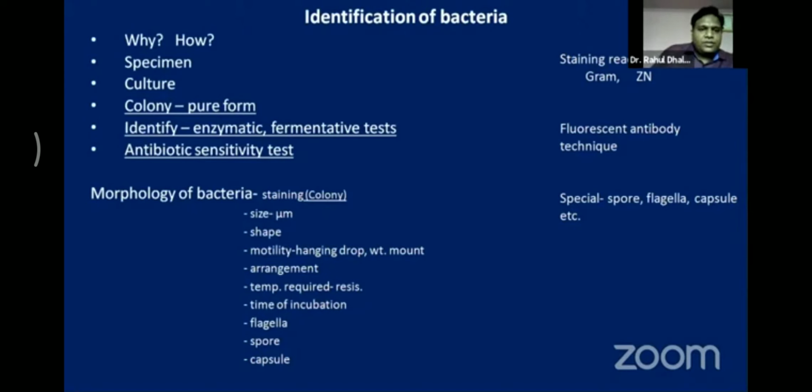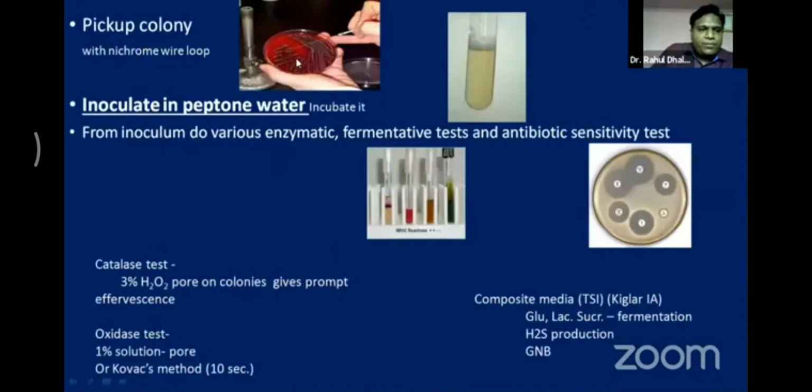So this is the growth of bacteria. With the help of a nichrome wire, we can pick it up into an enrichment medium like peptone water, and it is called an inoculum. By using this inoculum, you can do various enzymatic and fermentative tests and also the antibiotic sensitivity test. Enzymatic tests like the catalase test and oxidase test. By using composite media, you can do various fermentative tests.